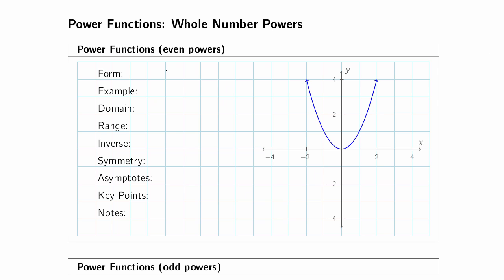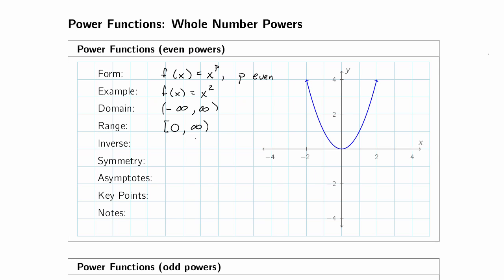The basic form of an even power function is f of x equals x to the p, where p is even. And our example here shows f of x equals x squared. Larger powers of p will be less rounded near 0 and steeper far from 0. The domain of these even power functions is all real numbers, and their range is 0 to infinity, the positive real numbers and 0.